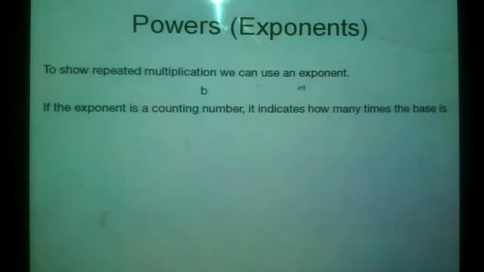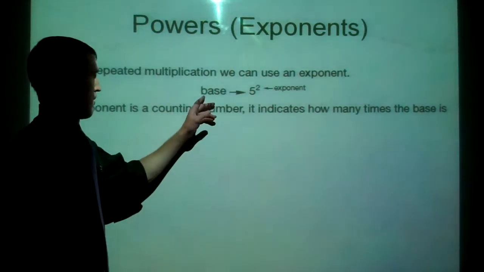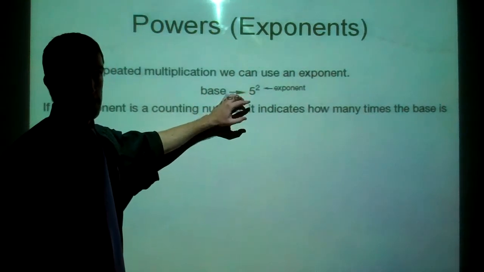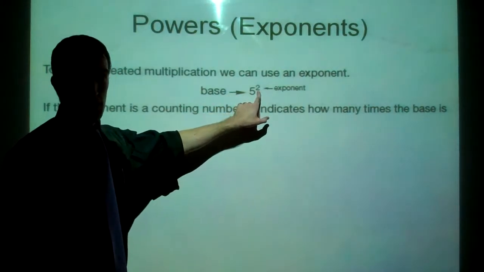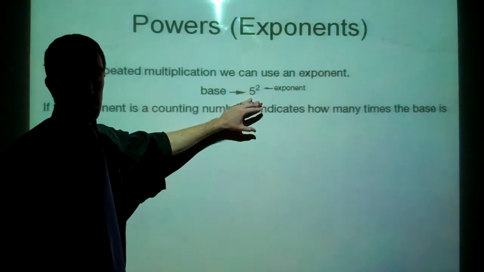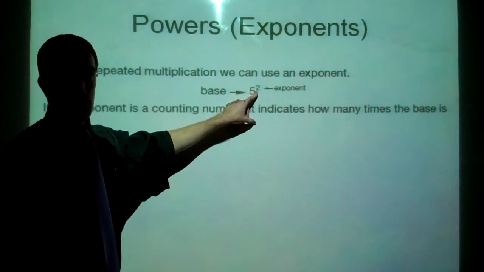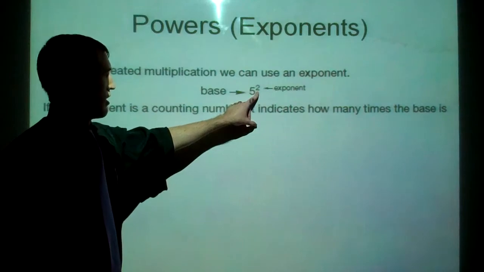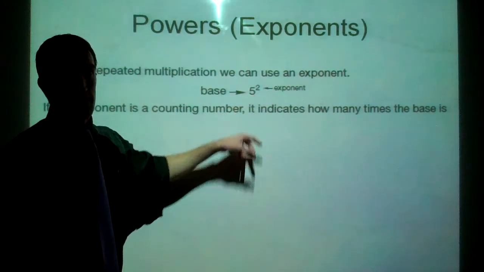So, here we go. Powers, also known as exponents, are what we're talking about here. Powers and exponents are used to show repeated multiplication. So we have a base here. We would say the base is 5. Our exponent is the small number that's raised here. Now this actually means that we're going to multiply 5 together twice. So this little number here, the exponent or the power, tells us how many times we're going to multiply 5 together.